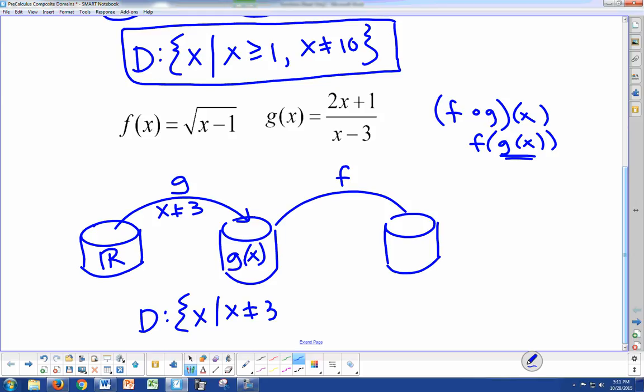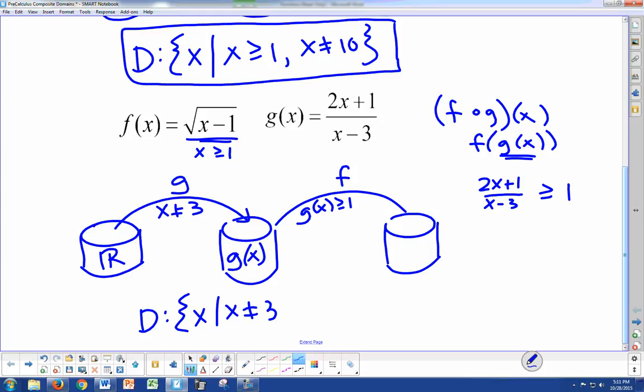This time, for the f of x function, we know that the x value has to be greater than or equal to 1, but what we really need is g of x to be greater than or equal to 1. Now this gets to be a little bit of a nasty problem, because 2x plus 1 over x minus 3 has to be greater than or equal to the number 1. But that's an inequality that we haven't seen in a while.